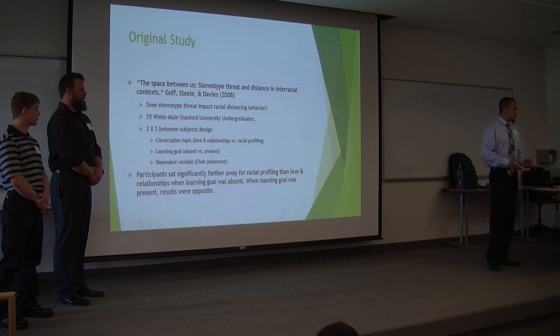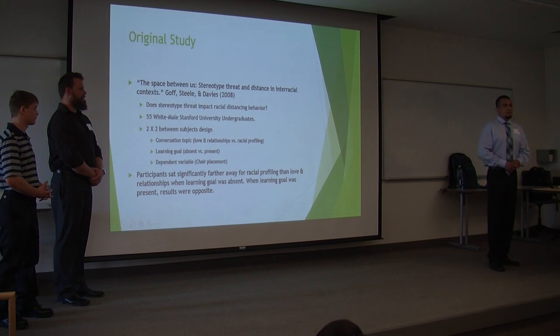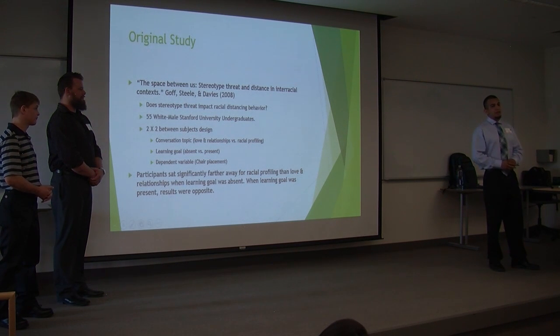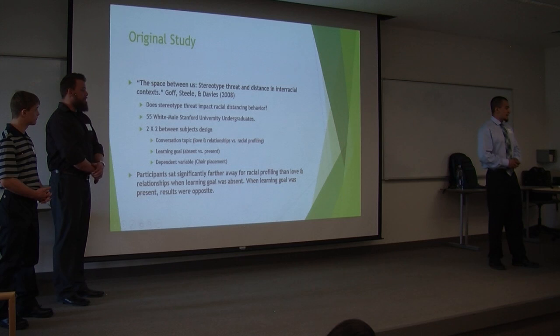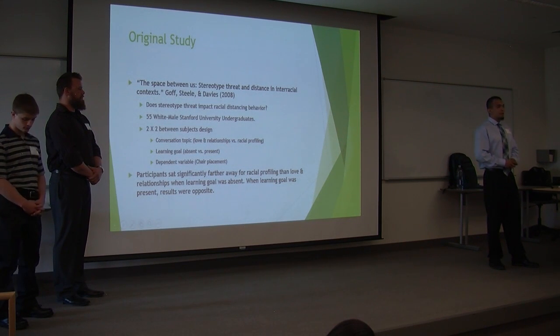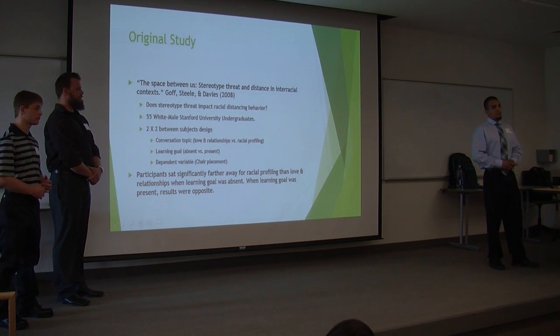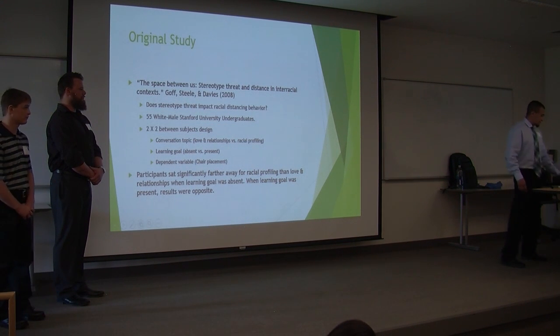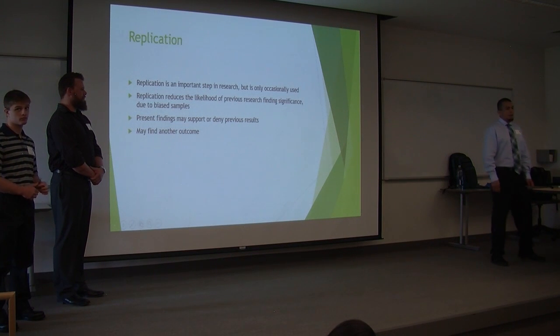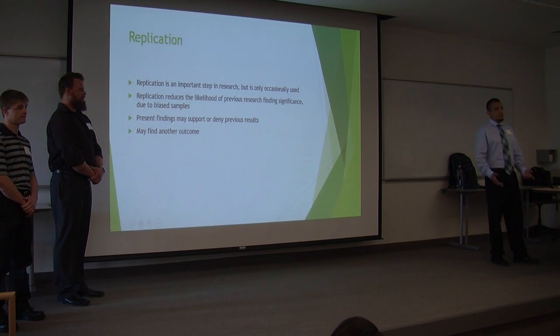The other independent variable was learning goal, whether they received the learning goal or not, and that means they were told to take it as a learning experience or not take it as a learning experience. The dependent variable was chair placement and the distance between the two individuals. They found that participants sat significantly farther away for racial profiling than love and relationships when the learning goal was absent. However, when the learning goal was present, they found that participants sat closer for love and relationships and farther away for racial profiling.